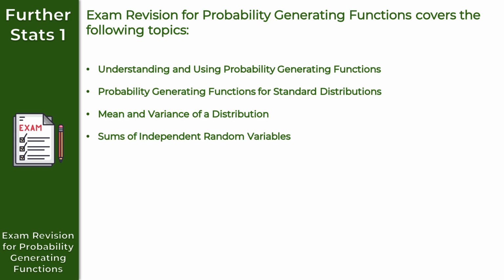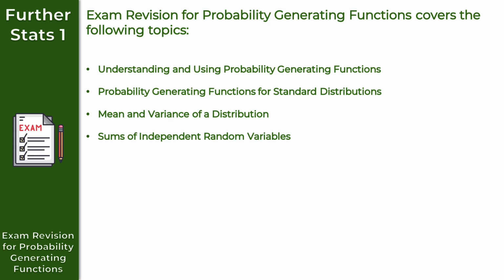So we have understanding and using probability generating functions. We have probability generating functions for standard distributions. We have the mean and variance of a distribution, as well as the sums of independent random variables. So as always, pause the video, have a look at the questions as they appear, and then double check that your solution matches what we get on the screen. That gives us everything that we need here then for our introduction.